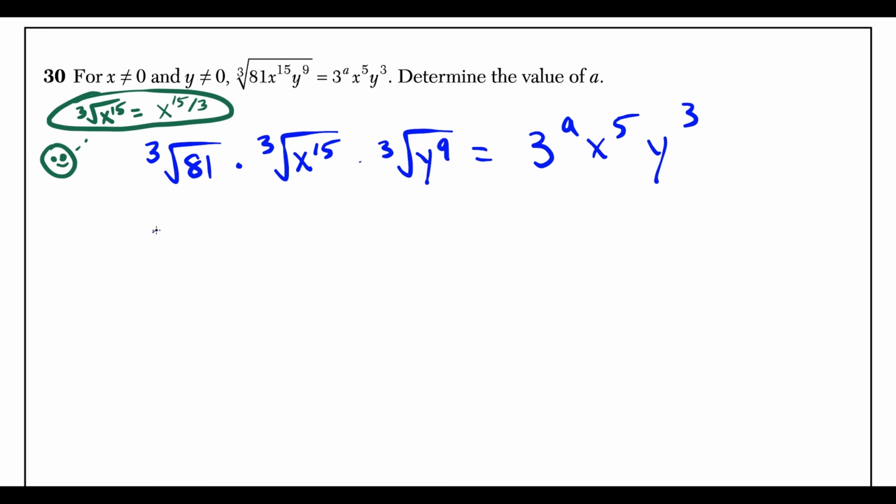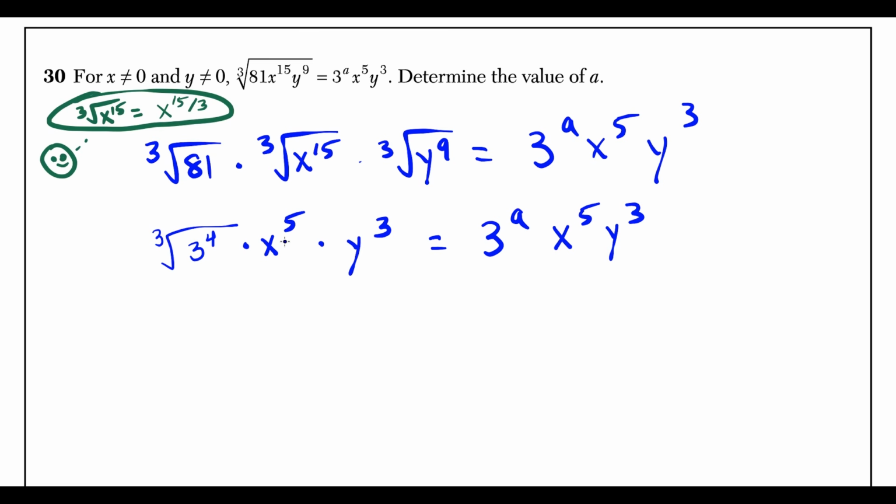So now I could rewrite this as cube root. And 81 I'm going to write as 3 to the 4th power, and you'll see why in a moment. So I have the cube root of 3 to the 4th power. And now we have the cube root of x to the 15 is x to the 5th power by the same thought process we just used here. And same idea, this part we'll do in our head, times y to the power over the root. And if I do 9 divided by 3, that's 3. So that gets us here, and this is equal to 3 to the a power, x to the 5th, y to the 3rd.